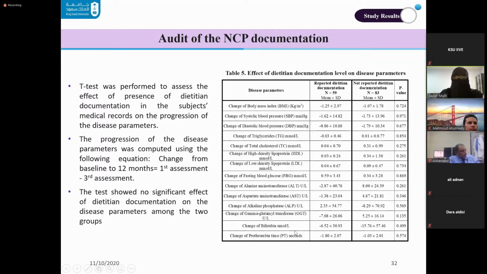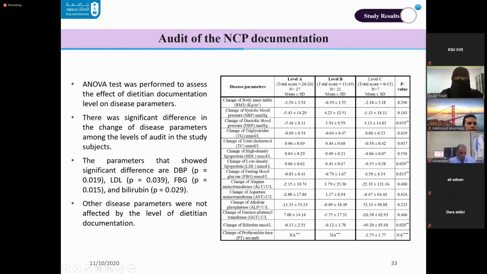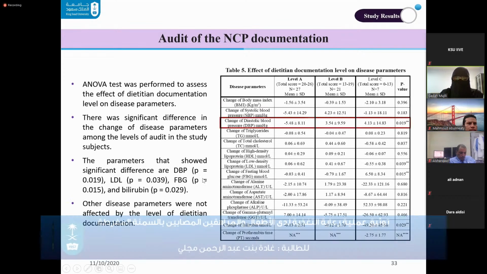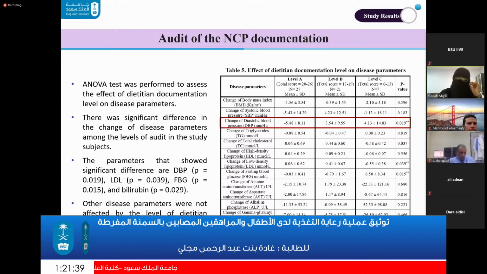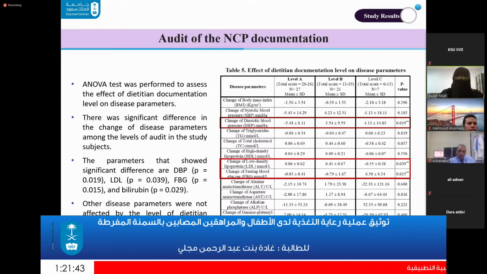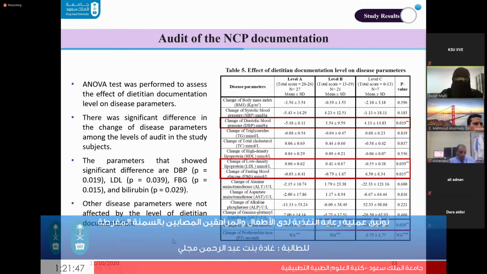A t-test was performed to compare between the subjects with reported dietitian documentation and the subjects with no reported dietitian documentation, and we found there is no difference. However, when we compared between the levels of dietitian documentation, we found out there was a significant difference in the systolic blood pressure, LDL, FBG, and bilirubin.